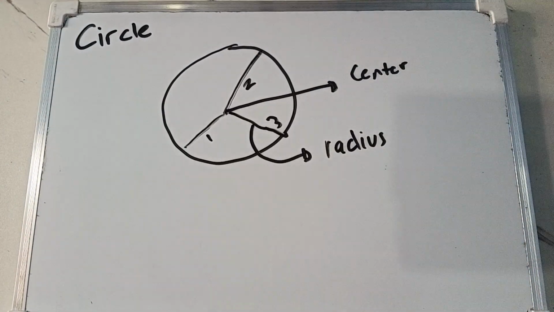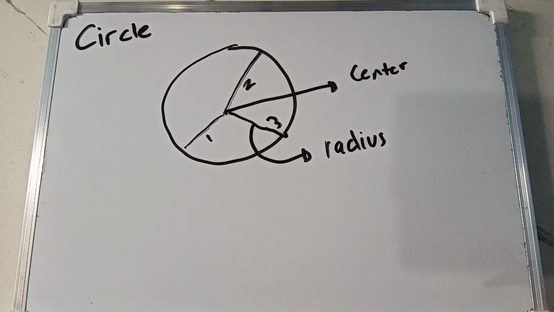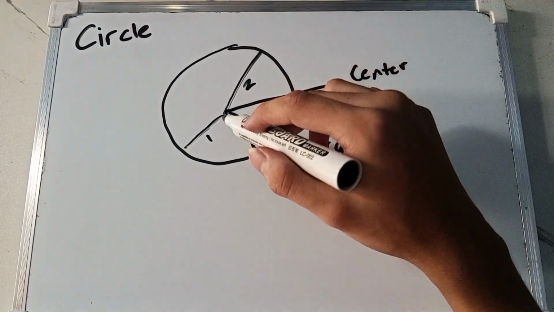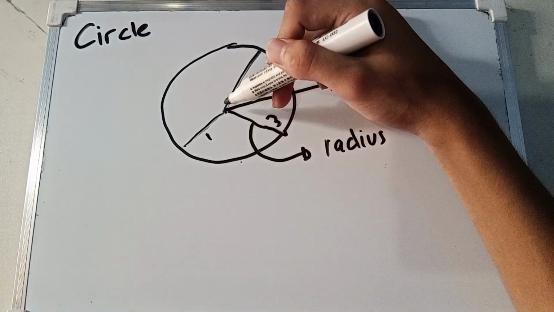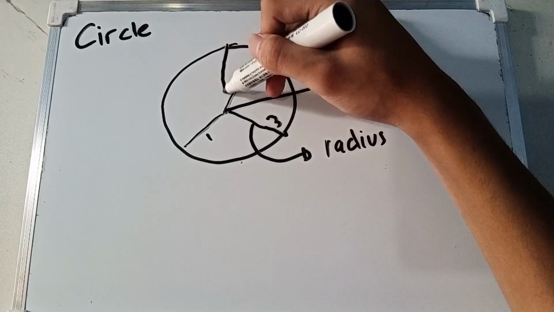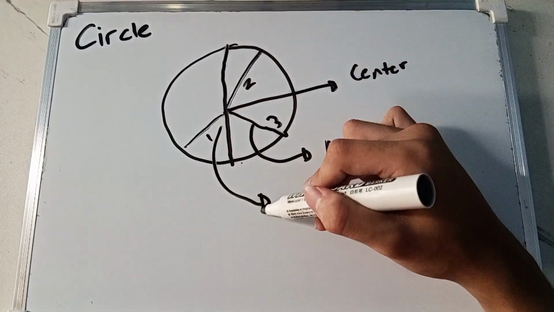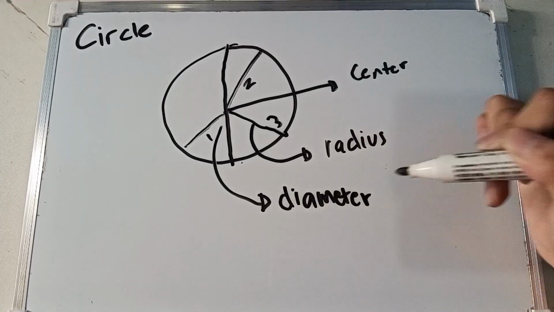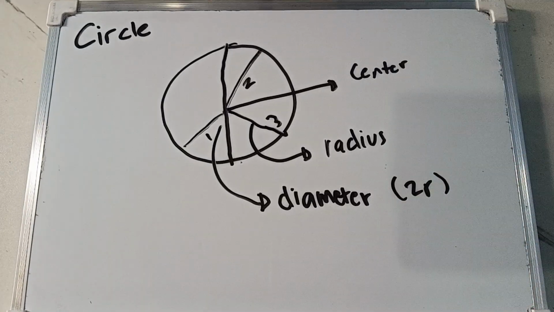Now the diameter is a segment that crosses 2 points and the center. It crosses 2 points, but it must also cross the center, so it looks like this. That is the diameter. And the diameter is just 2r, or 2 radius.